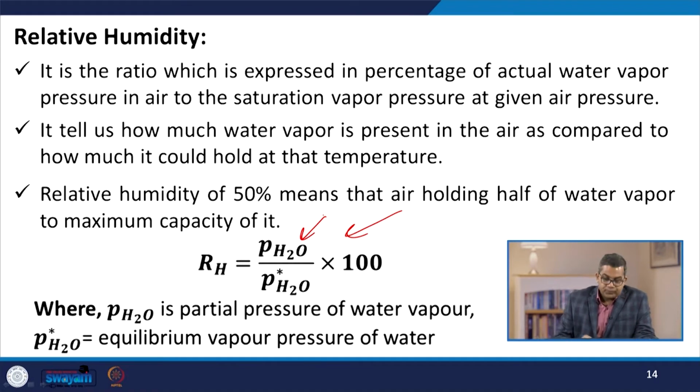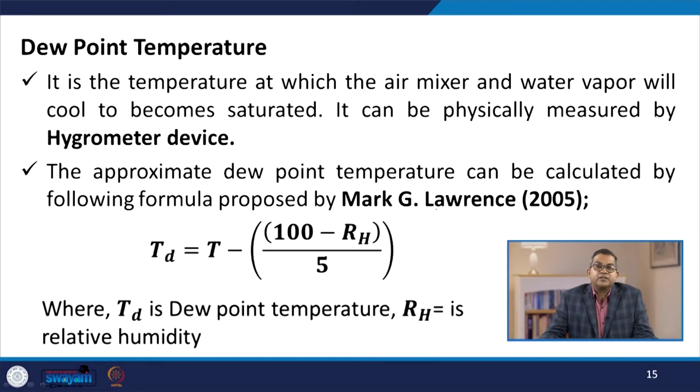The mathematical representation of relative humidity is the partial pressure of water vapor, represented as pH2O, divided by the equilibrium vapor pressure of water, represented as P star H2O, multiplied by 100. So it is the ratio of the partial pressure of water vapor to the equilibrium vapor pressure of water multiplied by 100, usually represented as a percentage.